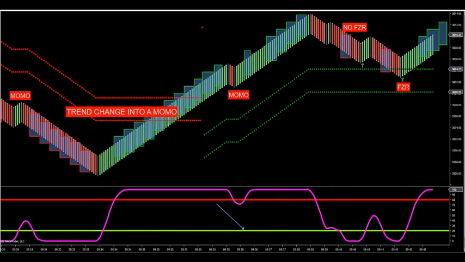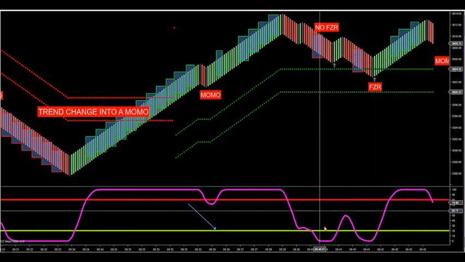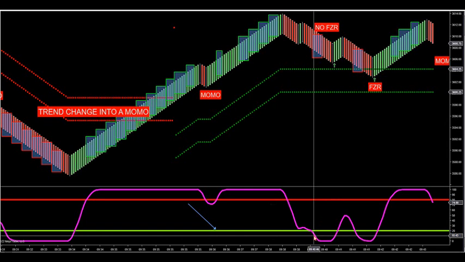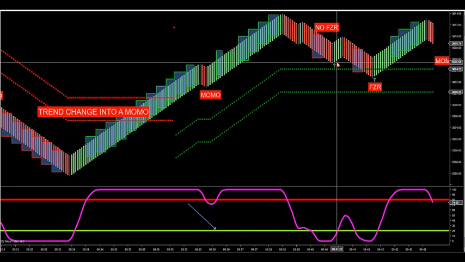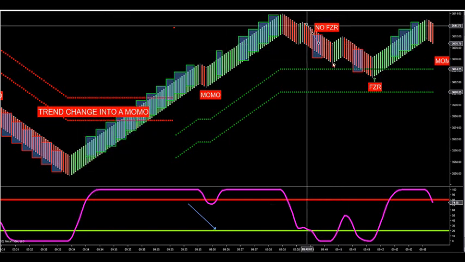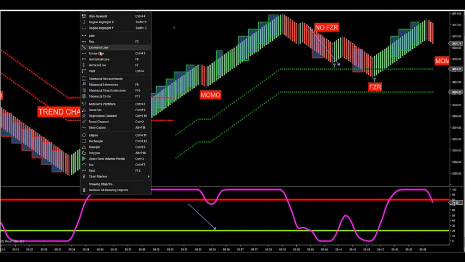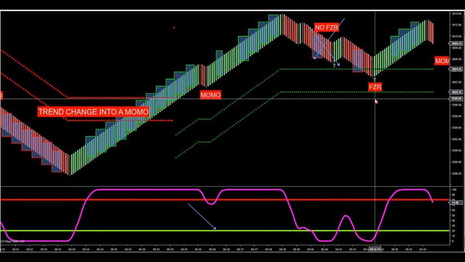And then we come back in and we go into a no FZR. Why? Because I come down, I get below 20, but am I at the zone? No. It's not an FZR then. A full zone retracement is not outside of my zone. So this is a no trade. And you got to be like this on smaller time frames with the FZRs, because you get these small little retracements. Could be very particular. So there's your FZR.